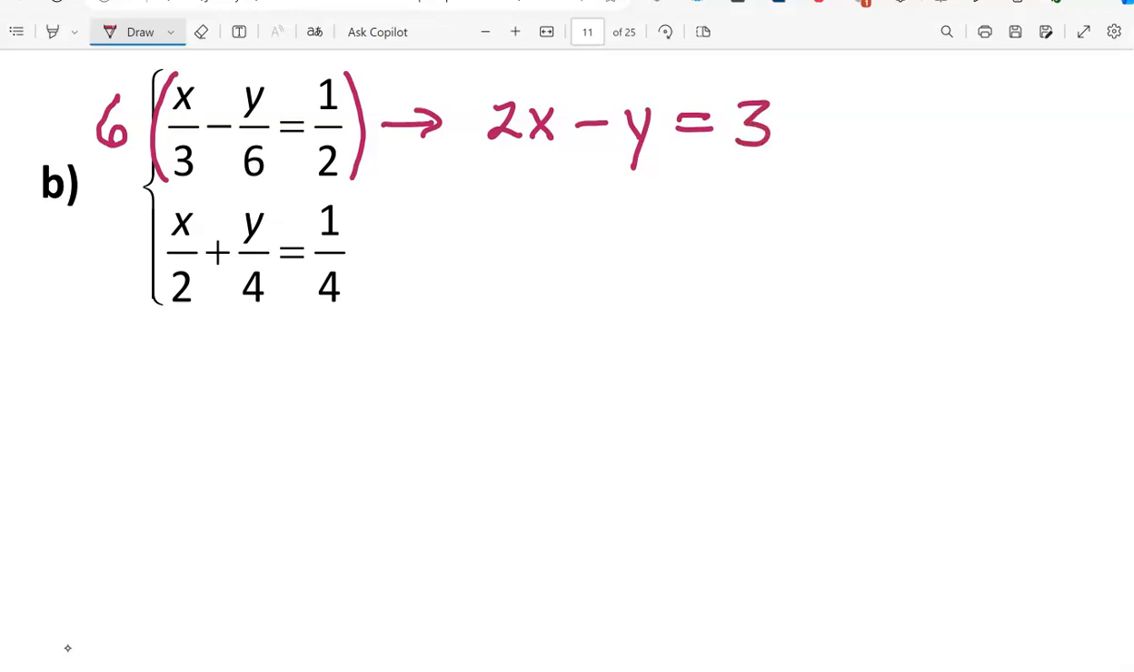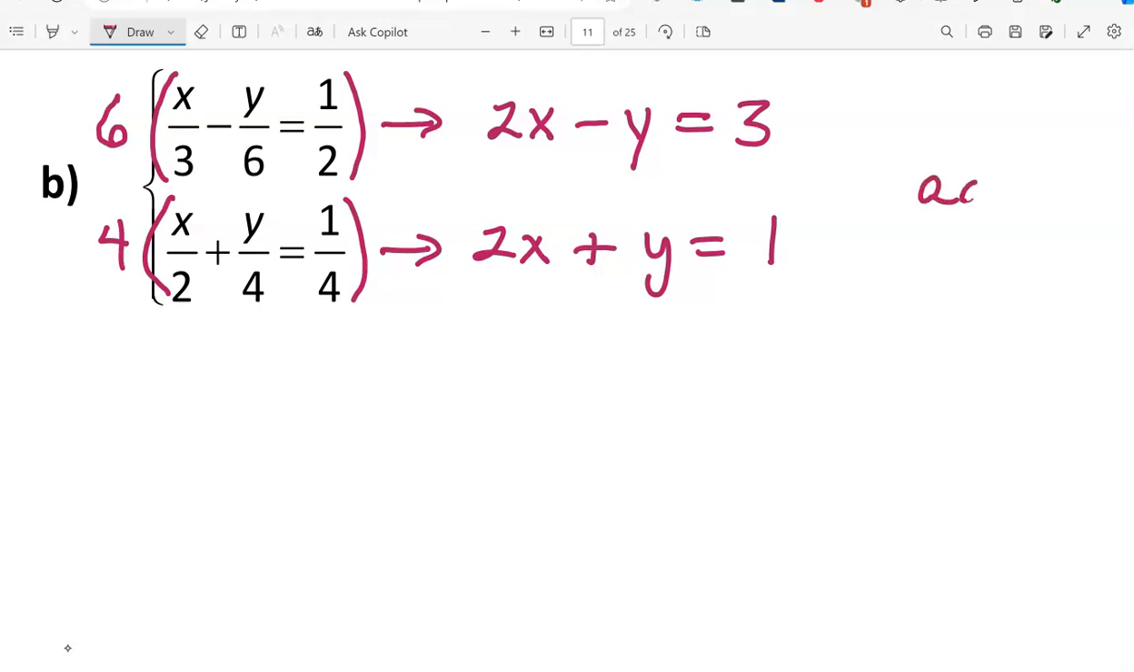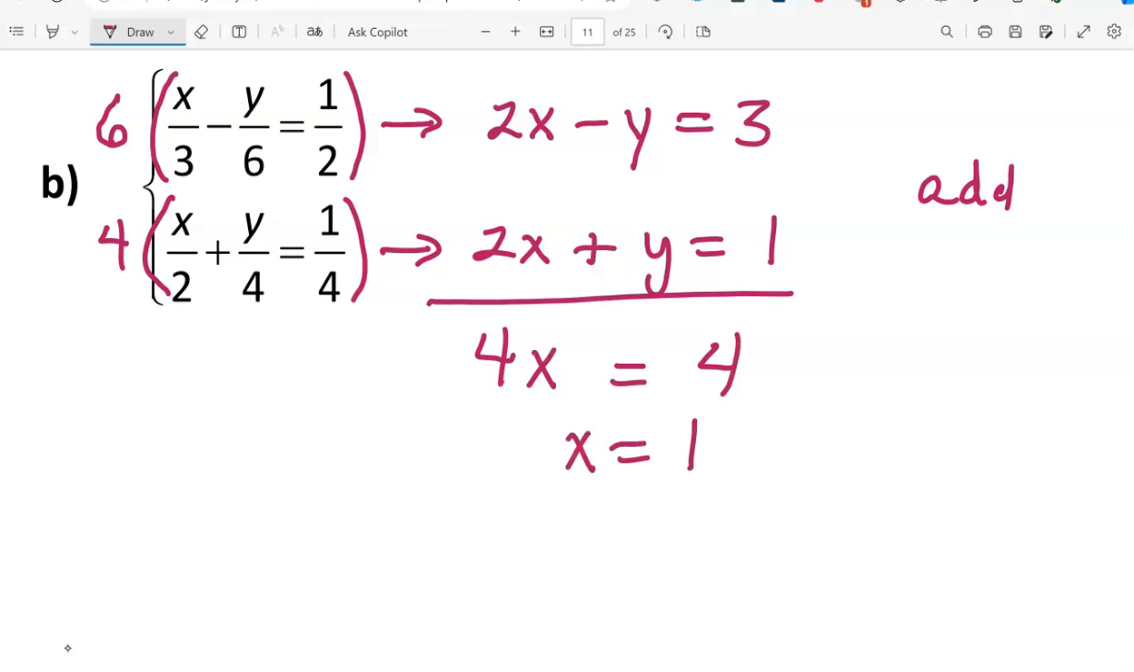And we'll worry about eliminating the variable later, right? But we want to just eliminate the fractions first. Multiply the second equation by 4, and that will give us 2x plus y is equal to 1. And now you'll notice that the y coefficients are already opposites, so I'm just going to add the 2 equations together and get 4x is equal to 4. Dividing by 4, x is 1.